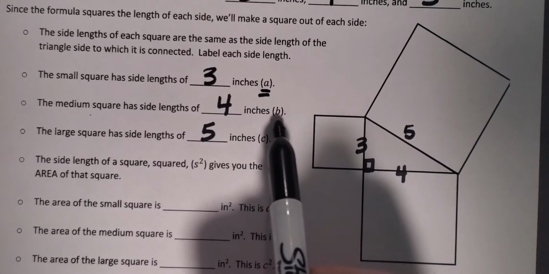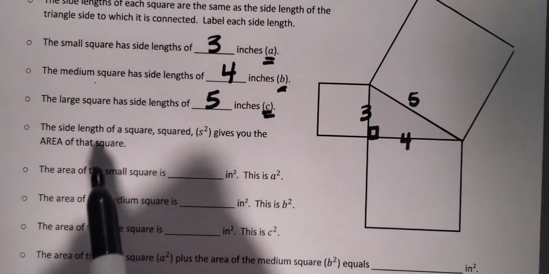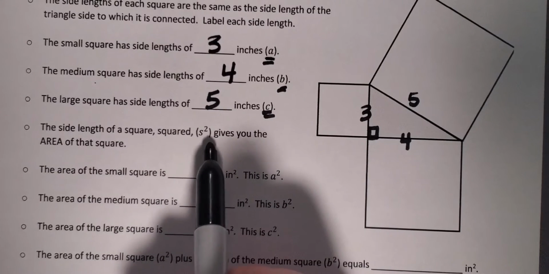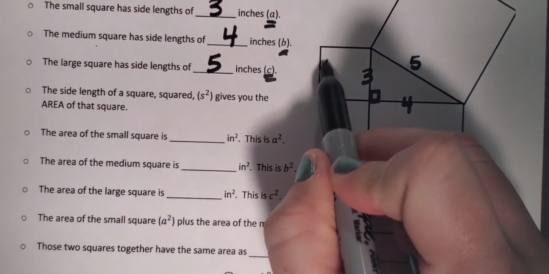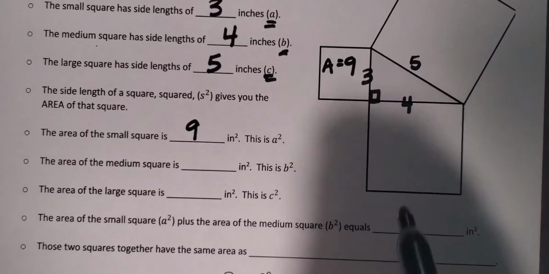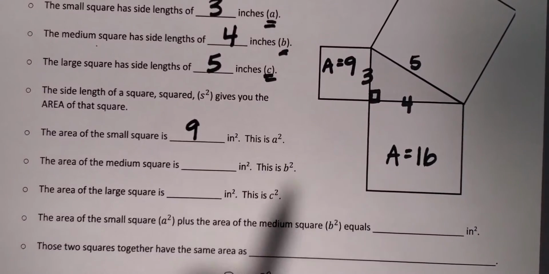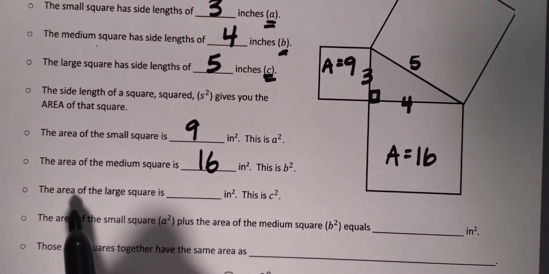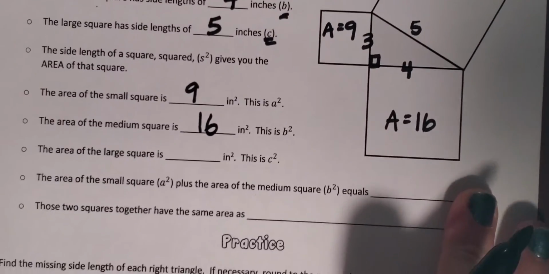When you see these A, B, and C, you will understand this more when we go to the front side of the worksheet. The side length of a square squared, S raised to the exponent of 2, gives you the area of that square. So the area of the small square would be 9. The area of the medium square, 4 squared, would be 16. And the area of the large square would be 25, because 5 times 5 is 25.